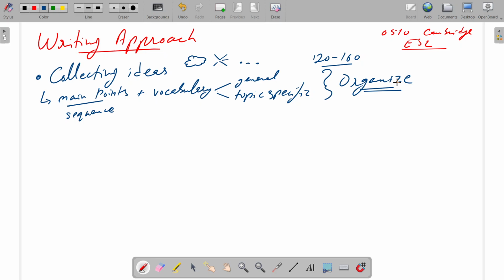A student who wrote it without collecting ideas, without doing the brainstorming or mind mapping or flow charting or whatever you want to call it, and a student who actually did that and organized their ideas and then wrote it down, the difference in the writing is very clear for a teacher. Okay? The next step is writing a rough draft. Right? So basically what you do, whatever the task is, you write it out.